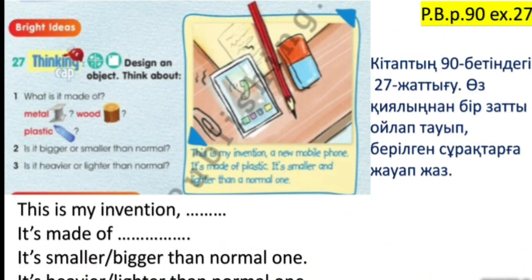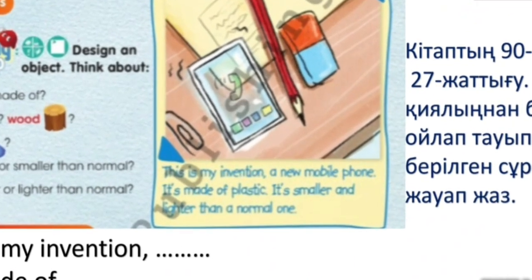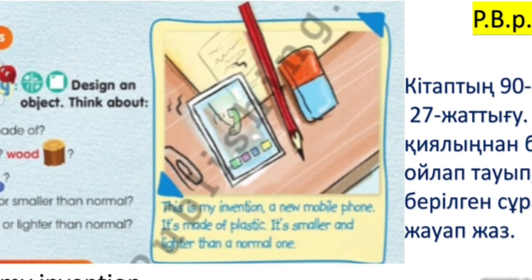The next task is open your pupils book at page 90, exercise 27. What you should do? You should write your invention and describe it.